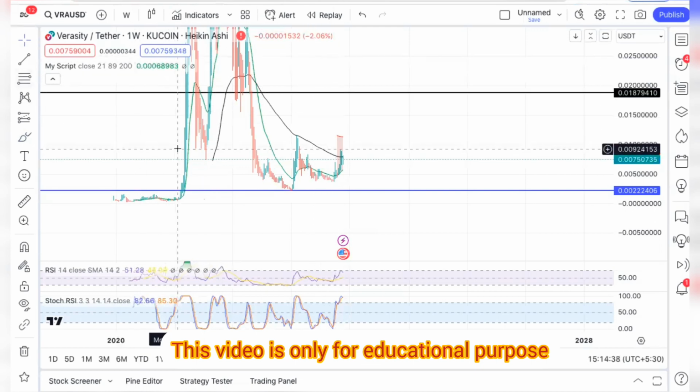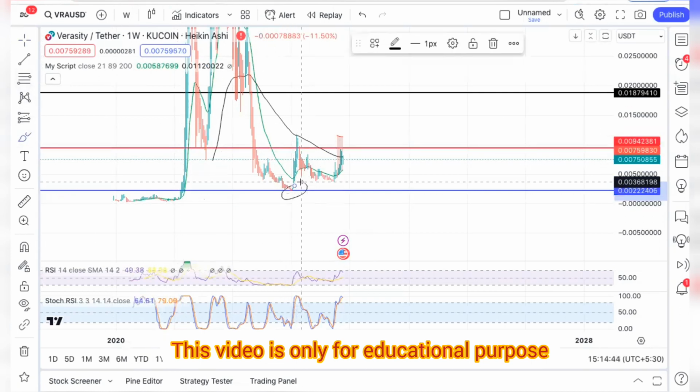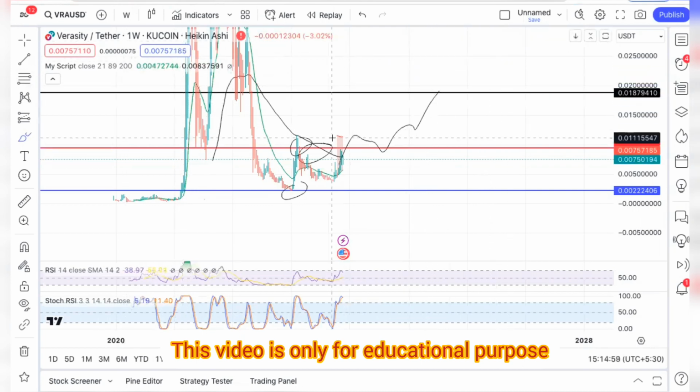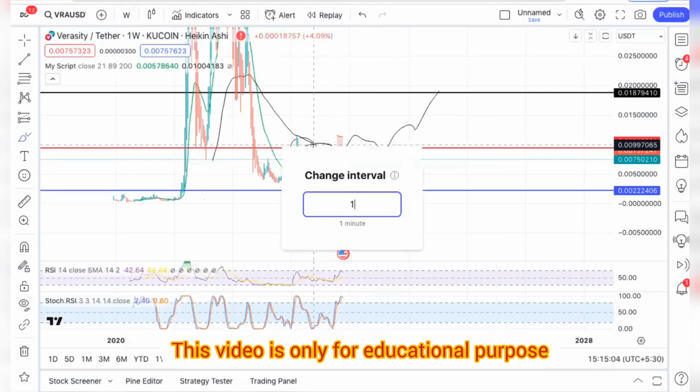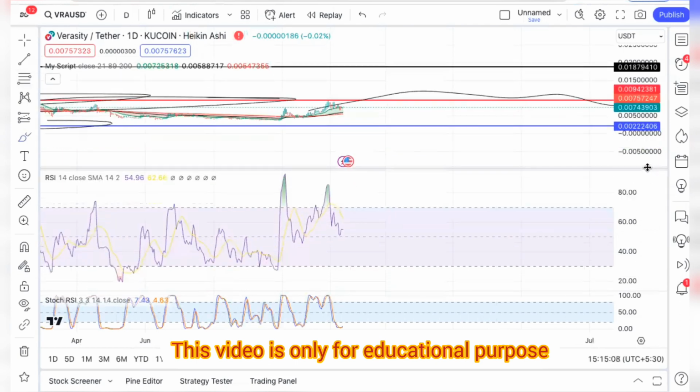Now what VRA is doing currently is ranging in this important zone, where this is the low and this is the recent high that it made in 2023, and it again retested recently. Once we break out of this zone, it will eventually lead to a massive rally to this price near 2 cents, in my opinion. So now let's go back to shorter time frames. Let's go to the daily time frame to see how the price action is progressing.